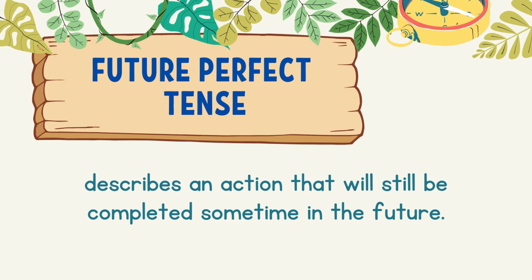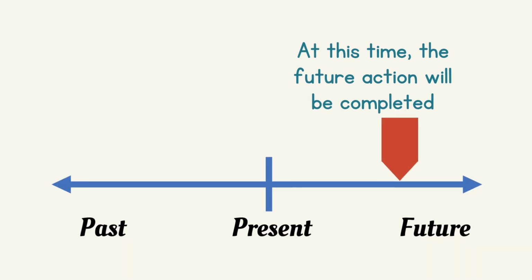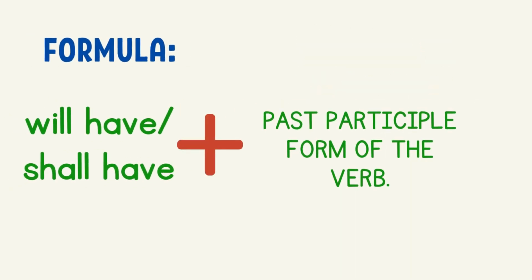Let's move on to the future perfect tense. What's the future perfect tense? The future perfect describes an action that will still be completed sometime in the future. The future perfect tense is for talking about an action that will be completed between now and some point in the future. Here is the formula for future perfect tense. It is formed by using will have or shall have plus past participle form of the verb.